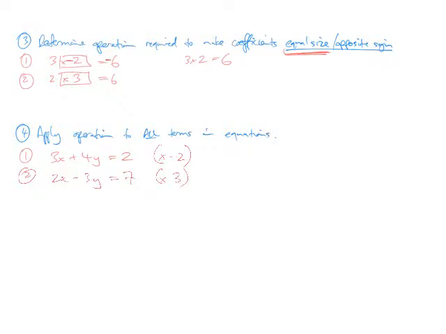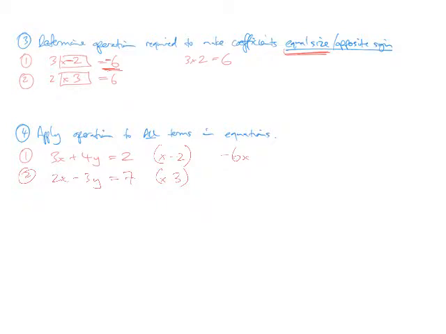So step 4 is apply the operation to all terms in the equations. So I'm going to times all of these terms by negative 2. Negative 2 times by 3x is going to be negative 6x. That's what I was trying to do. I wanted it to be equal in size, opposite in sign. So negative 6x.